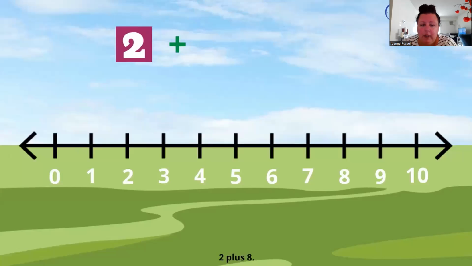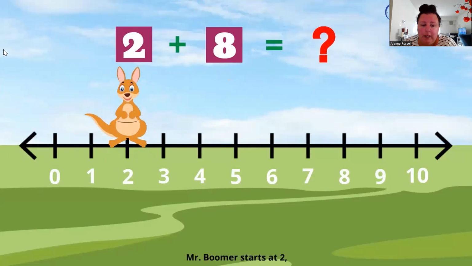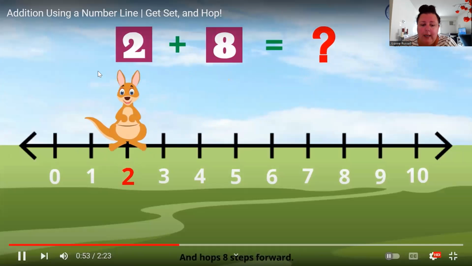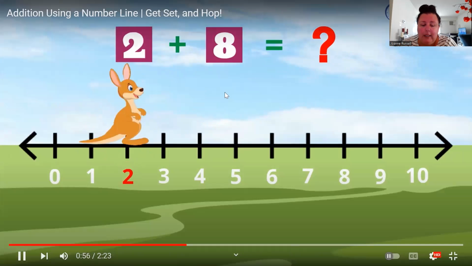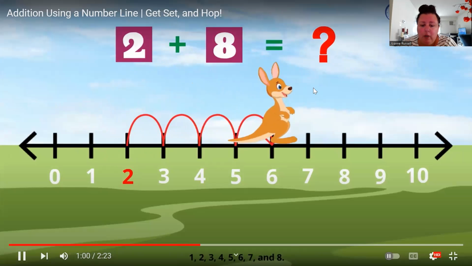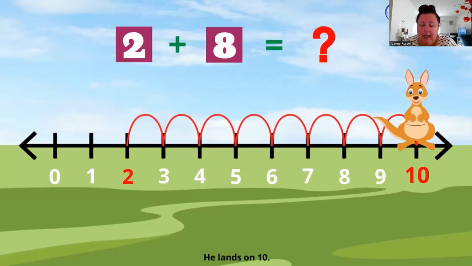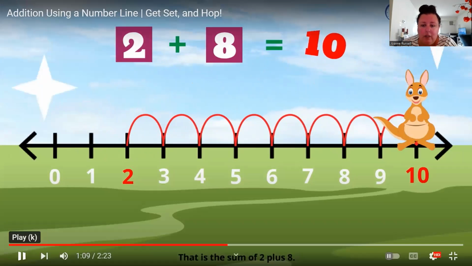Let's go on to another example, 2 plus 8. So this time a cute kangaroo is going to start on number 2 because that's the first number in the problem. And he's going to hop forward 8 steps. So 1, 2, 3, 4, 5, 6, 7, 8. And he landed on 10. So 10 is the answer to this problem. 10 is the sum of this addition problem.